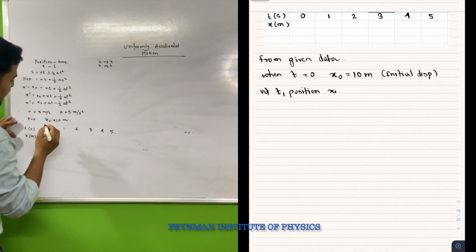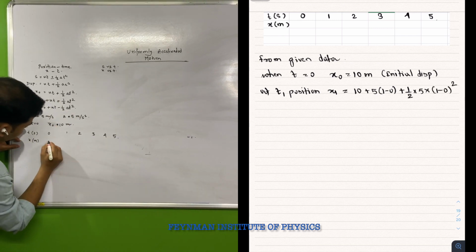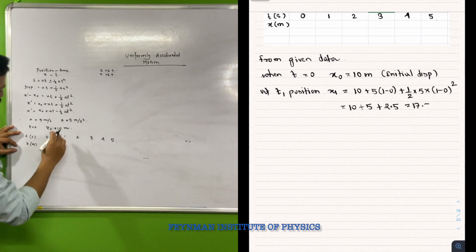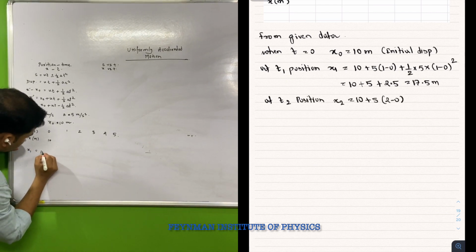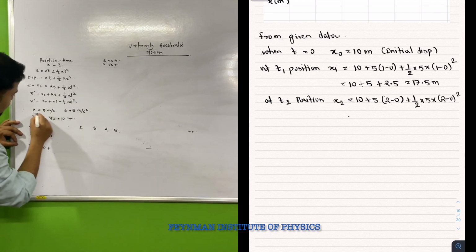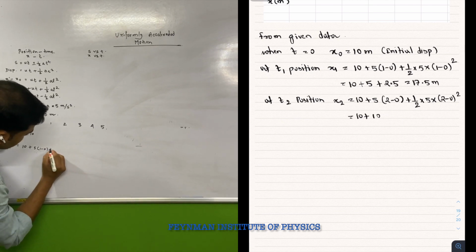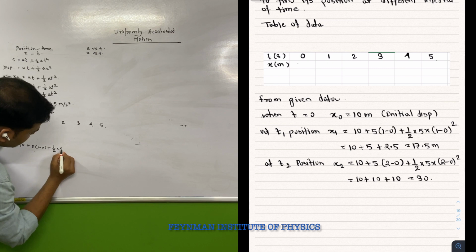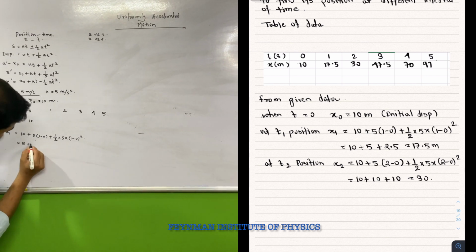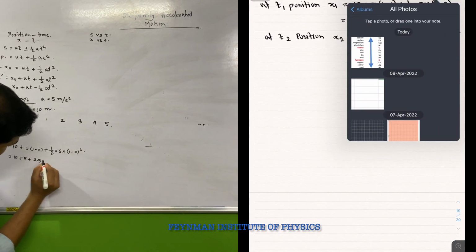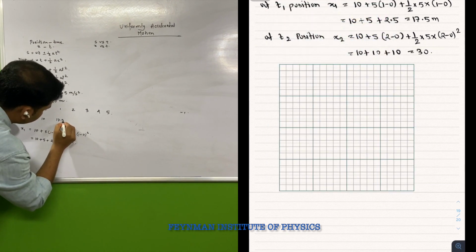So when time t is equal to 0, the particle is situated at a distance 10 meter away from the origin, so we can write 10 here. Now we need to determine the position of the particle after 1 second. Suppose the position is x1, so x1 is equal to x0, that is 10, plus ut, where u is 5 meter per second, so 5 into the time interval, 1 minus 0, plus half a, that is 5 meter per second square, so half into 5 into 1 minus 0 seconds whole square. So you will get 10 plus 5 plus 2.5, that is 17.5 meter. So at 1 second the particle is situated at 17.5 meter away from the origin.